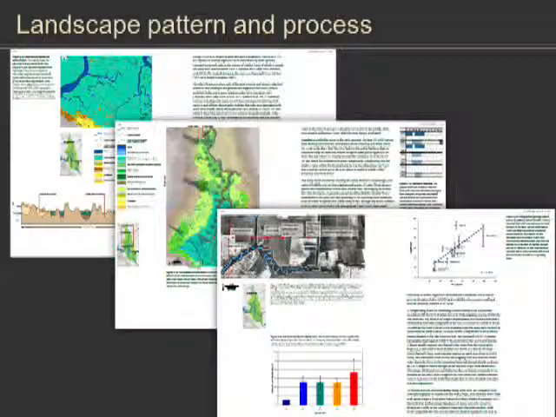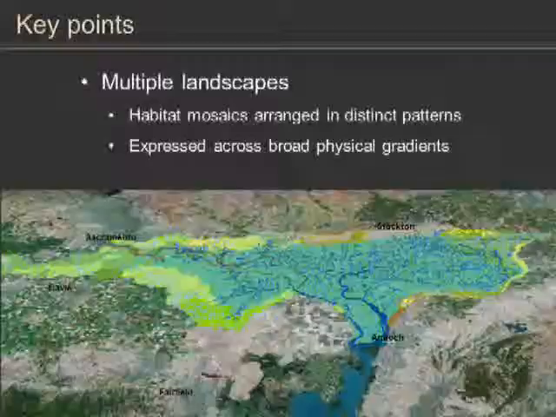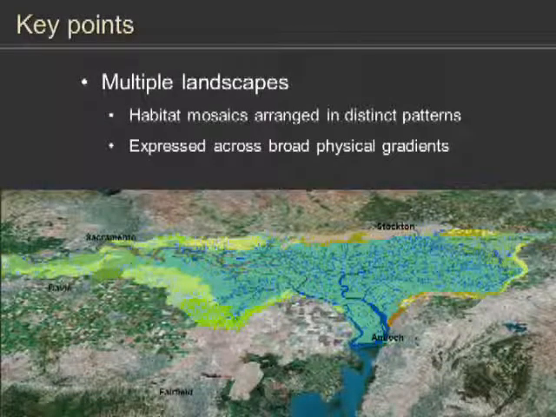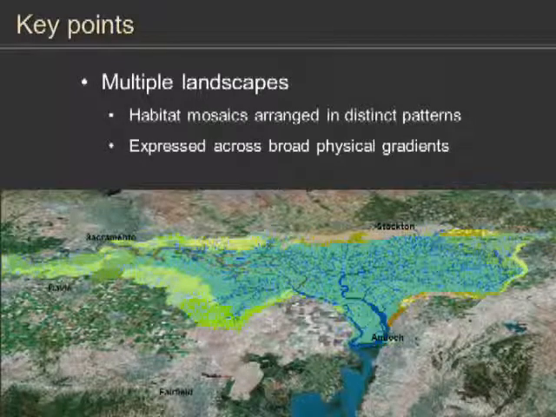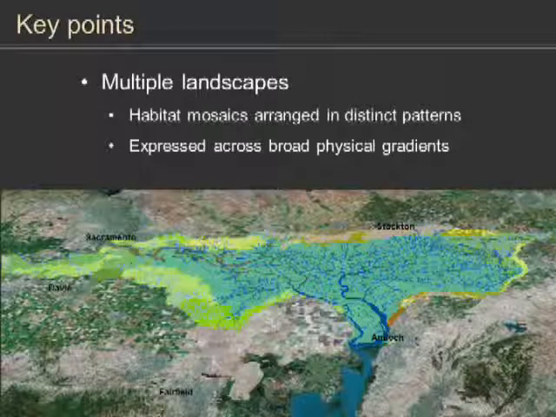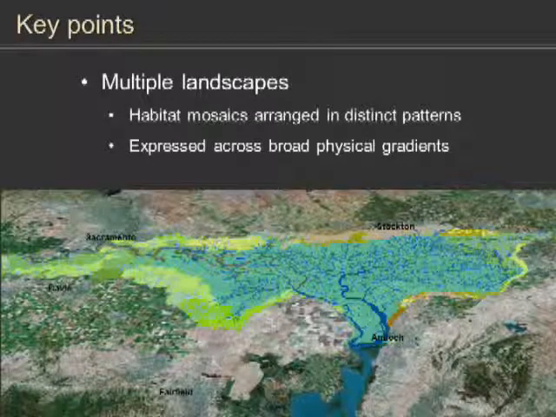And so perhaps more importantly, aside from the story of loss, is really understanding the pattern and process. And that's what this report is all about, being able to describe the processes that underlie what we see in the historical Delta. So now I'm going to get into the main framework and what I want to delve into in the remainder of my time here. There are many details in this report, but the overarching framework is that there were multiple landscapes in the Delta, that habitat mosaics were arranged in distinct patterns, and that those were expressed across broad physical gradients in the landscape.